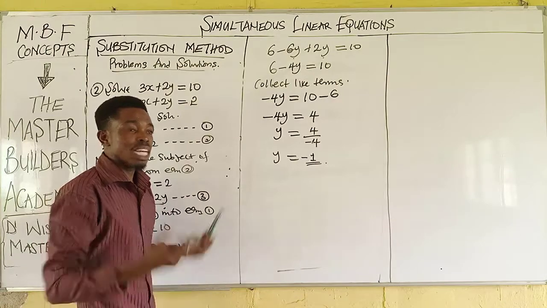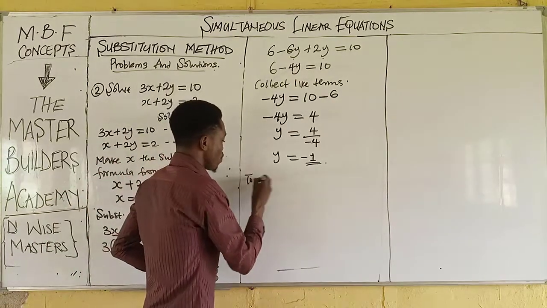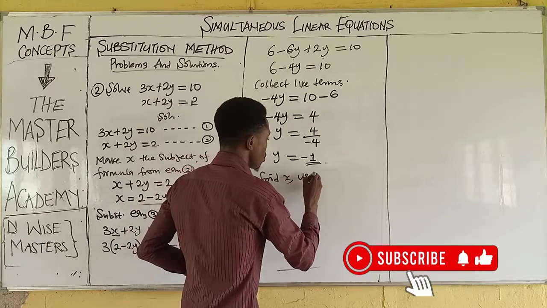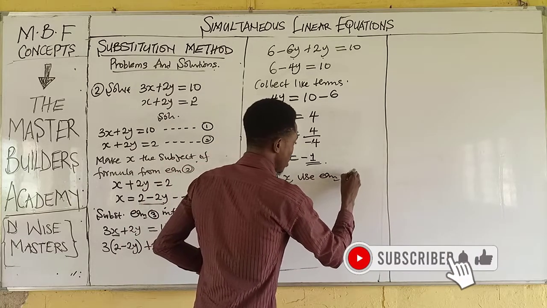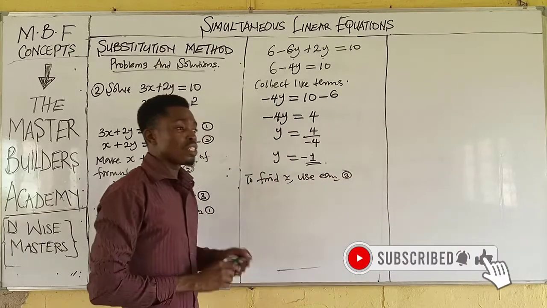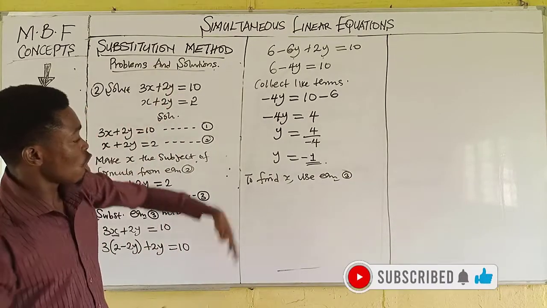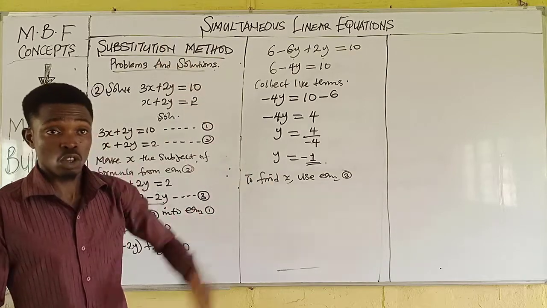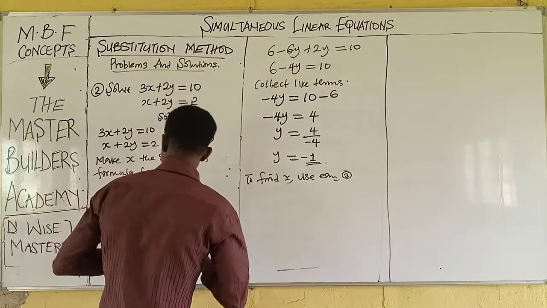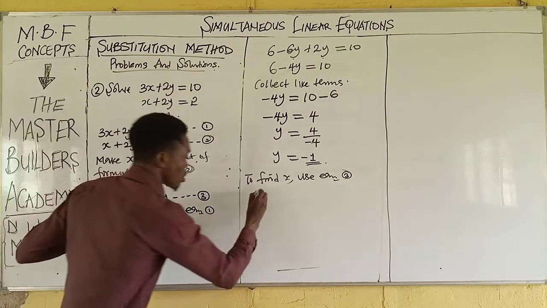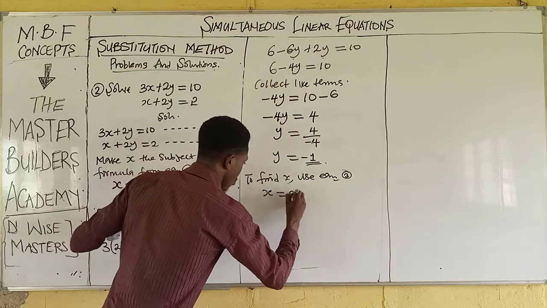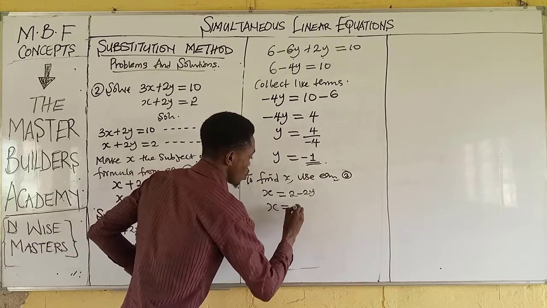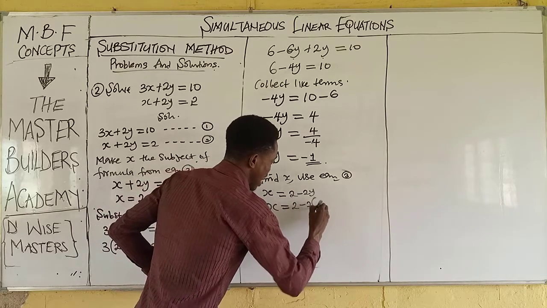The next thing we do is to find x. So to find x, use equation 3. Like I explained, anytime you are using substitution method, always use equation 3 to find the second unknown once you obtain the first unknown. So now what is equation 3? Equation 3 is where we made x the subject of the formula. This is giving us 2 minus 2y. And this is x is equal to 2 minus 2 times.